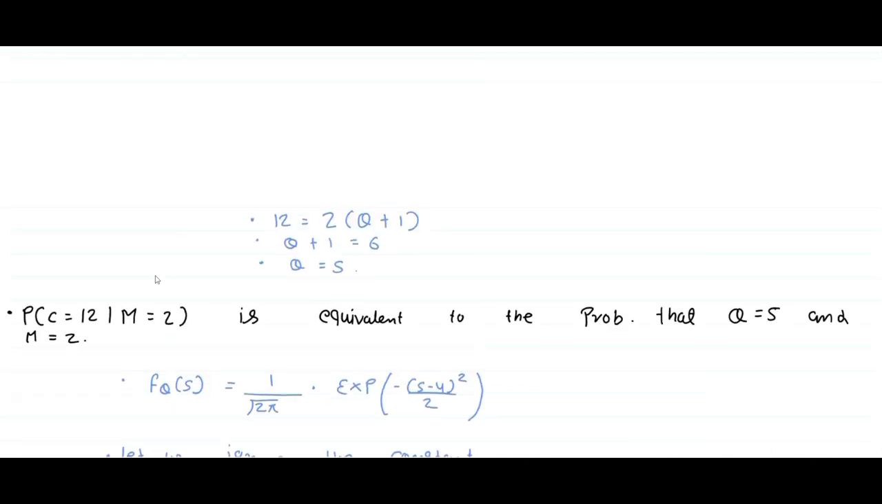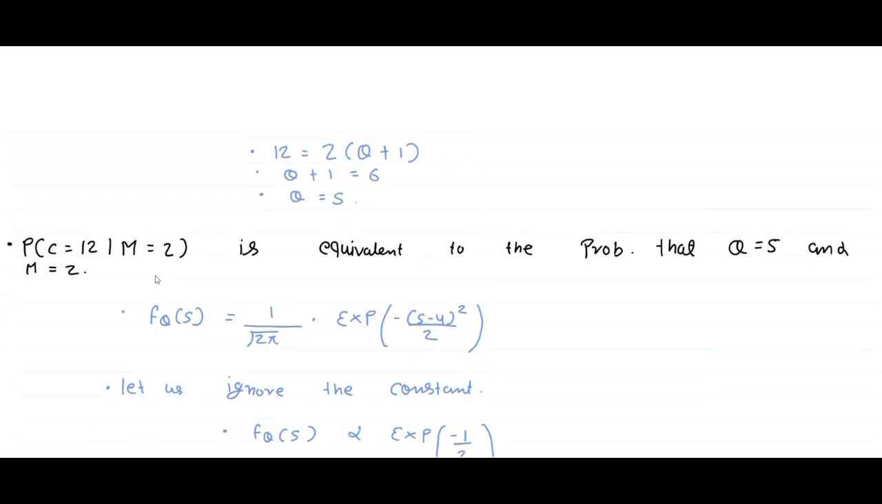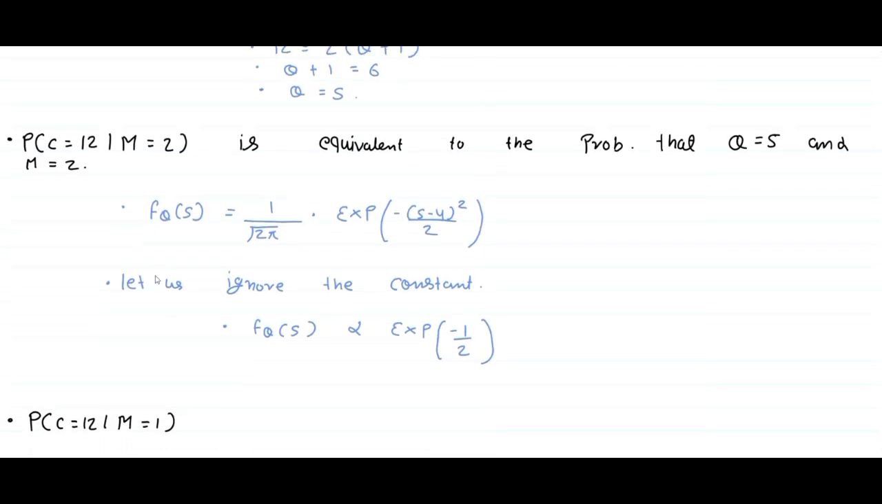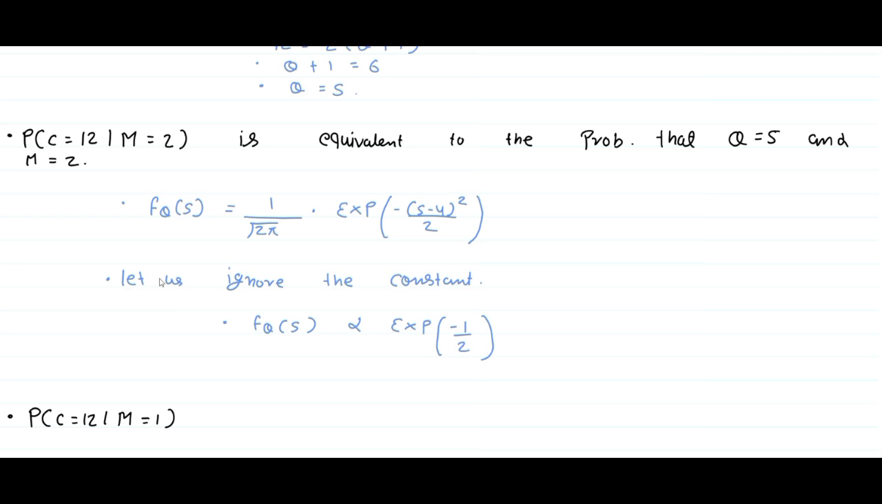Now if we use this value of Q and find the probability of C equal to 12 under the condition M equal to 2, then it will be equal to exponential of minus 1 by 2. We are skipping the constant part here in all the cases because the constant part is going to cancel out from both the numerator and denominator.